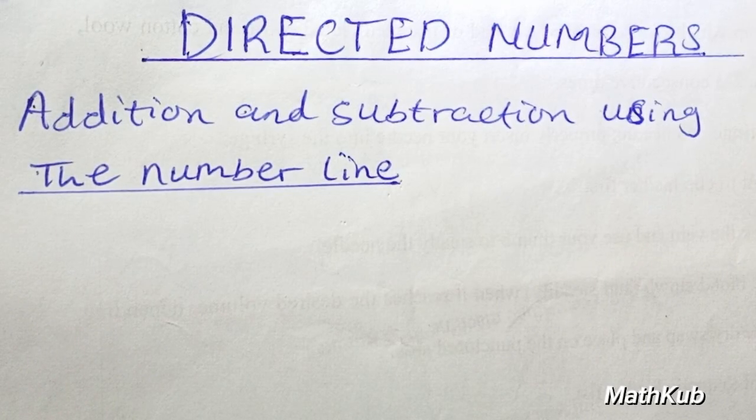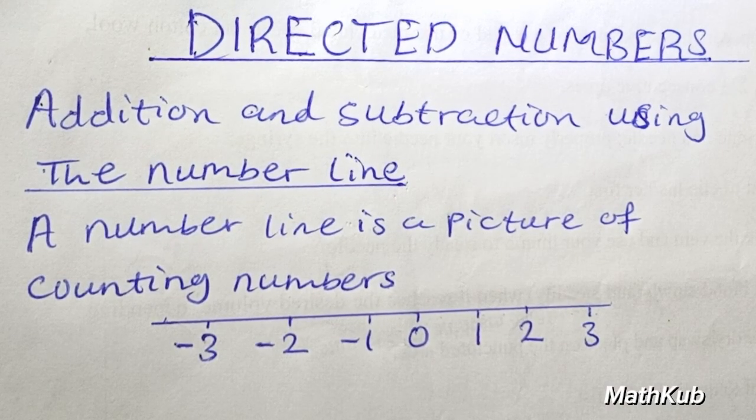Let's look at directed numbers: addition and subtraction using the number line. First, let's define what a number line is. What is a number line? A number line is a picture of counting numbers.